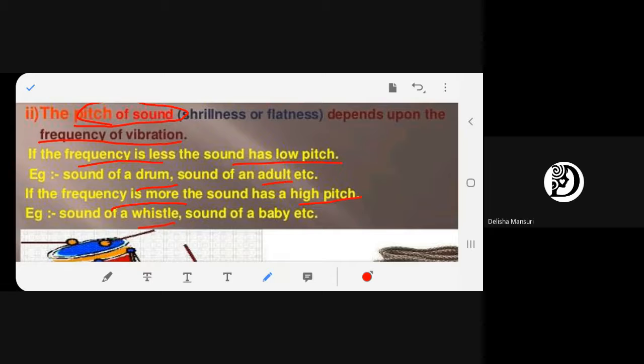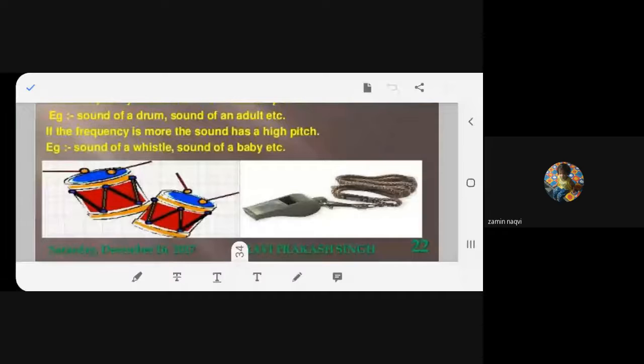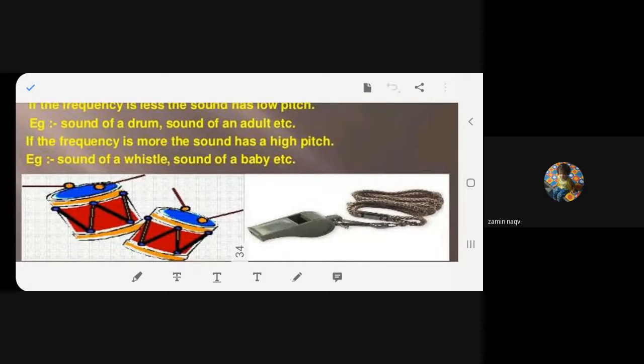Which hurts our ears. That is shrillness. And flatness, which is okay, soothing it is. You understood? Yes. Here you can see this is a drum, which has got low frequency, and a whistle, which has got high frequency.